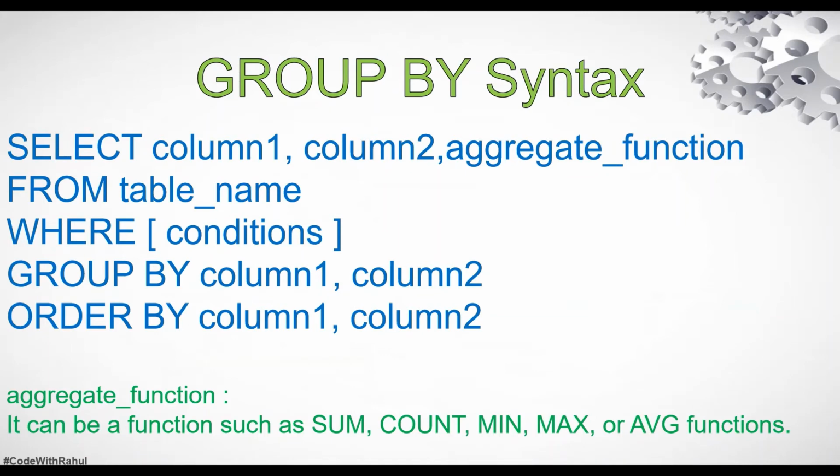Select column 1, column 2 and then aggregate function from table name, where conditions, and then group by column 1 and column 2, and we can use an order by as well. The aggregate function can be a function such as sum, count, min, max or average. So let's look at the group by example.